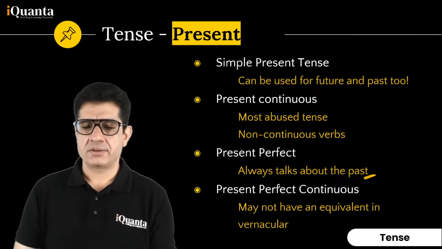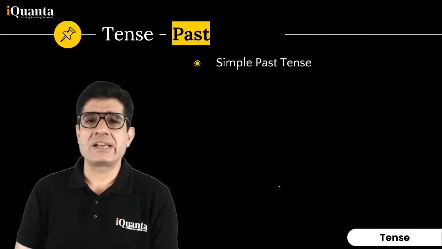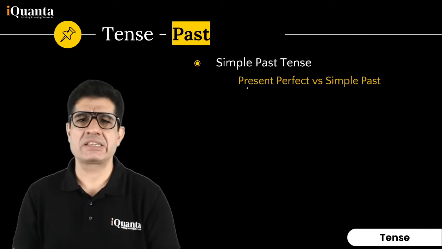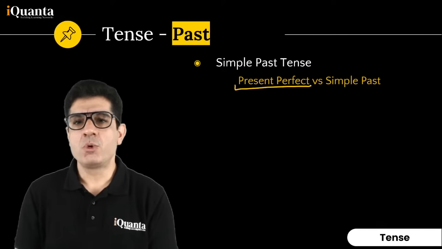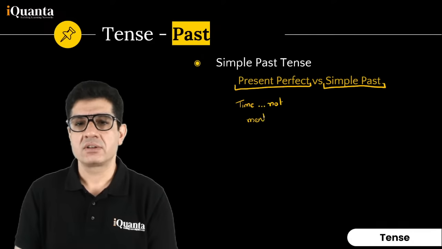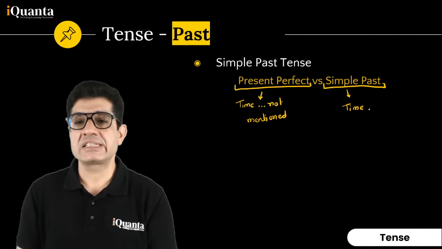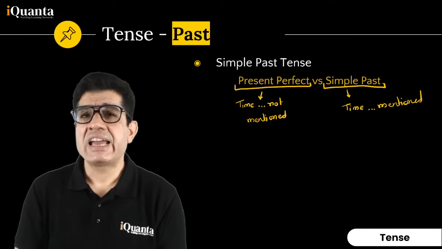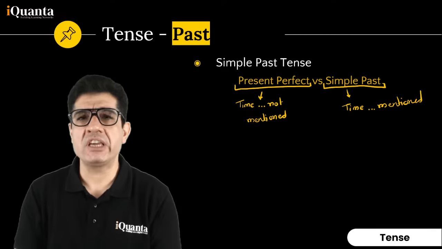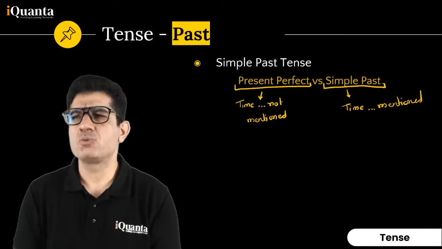Then past, so simple past tense. One key thing that I want you to keep in mind is the difference between present perfect and simple past tense. So what is the difference between the two? Both of them talk about something that happened in the past. If the time of occurrence of that action is not mentioned, then you are supposed to use present perfect. On the other hand, if the time of occurrence is mentioned, then you are supposed to use simple past. So I will say, I have watched this movie, but I'll say I saw this movie last Saturday. I saw this movie a couple of days ago.